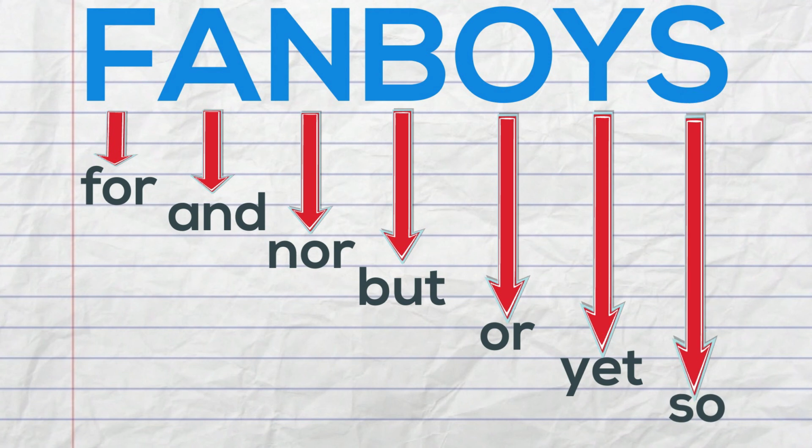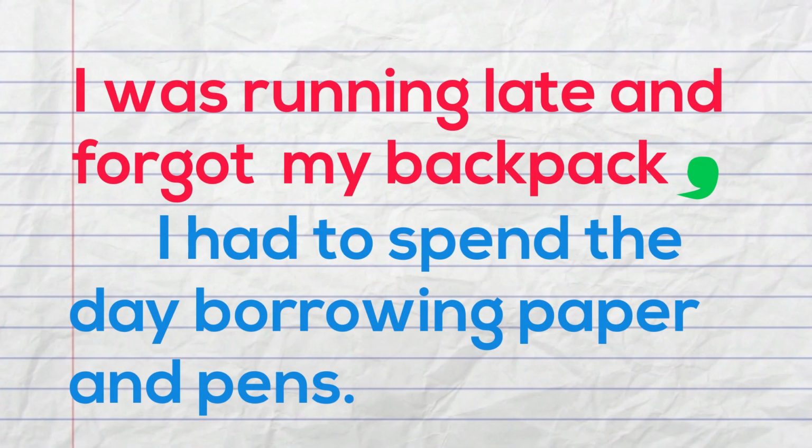I was running late and forgot my backpack, so I had to spend the day borrowing paper and pens. This is an easy way to correct a comma splice. Simply add a coordinating conjunction after the comma. We don't need to capitalize the first word in the second independent clause then, unless it's a word that should always be capitalized.